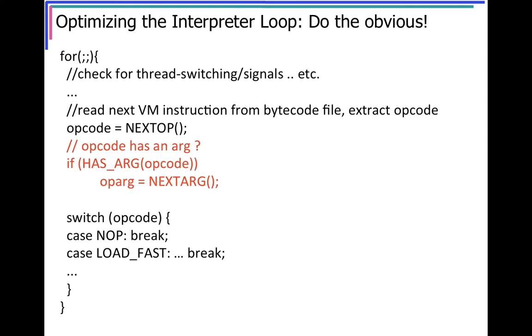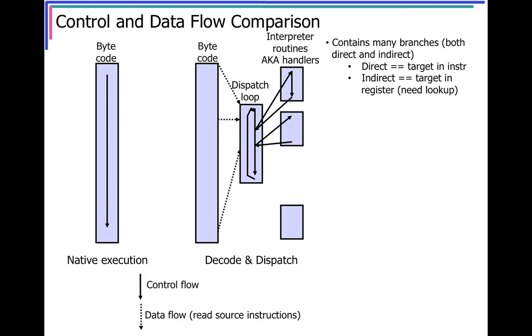Well, the first thing to do is observe that on every single instruction, we're going to check if the opcode has arguments. As I said before, just about half of the opcodes have arguments, the other half do not. So we may want to move this check into the handlers themselves so that we don't have to perform it for the half of the opcodes that have no arguments, because for those, it's just a waste. There's much more that we can do, though.